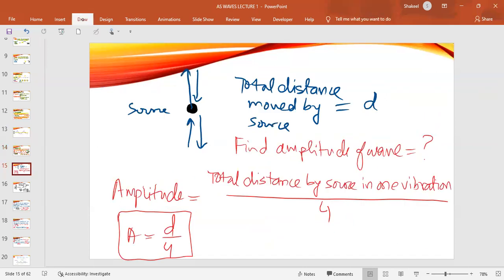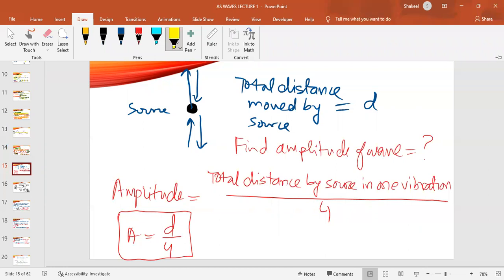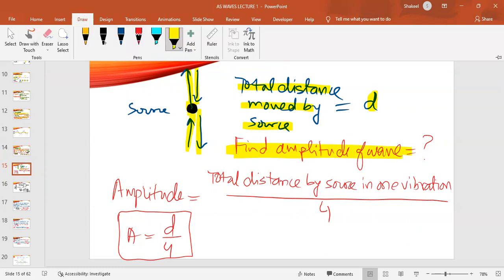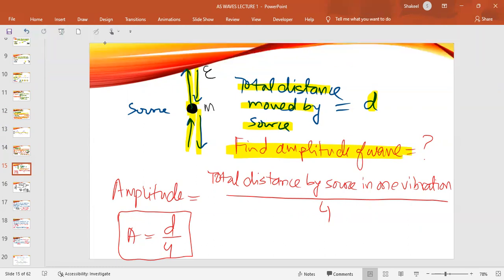Okay, the next important thing is the total distance moved by the source, let's say D. When a source produces waves, it oscillates. It goes up, then comes down to mean, then goes to the other extreme, and then gets back to mean. You may have to find the amplitude of the wave if the total distance moved by the source or the particle is given. You know that the amplitude is the distance from mean to extreme. If I label here, this is mean and this is extreme, and this is also extreme.